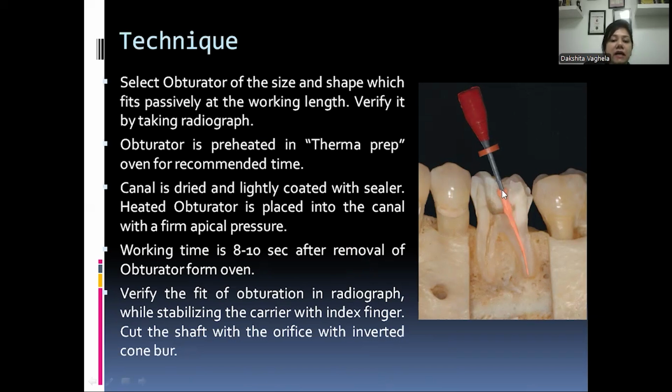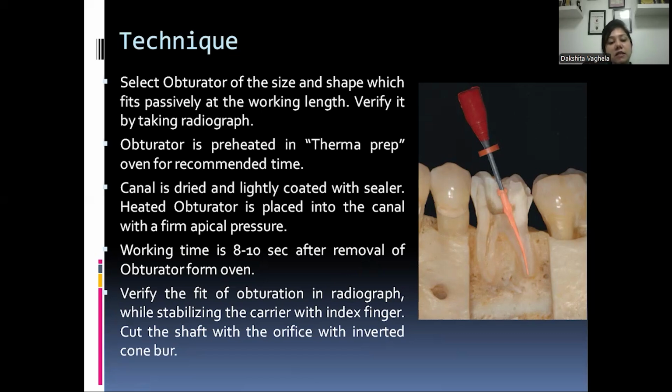Select an obturator of the size and shape which fits passively at the working length. Verify by taking radiographs. The obturator is preheated in the ThermaPrep oven for the recommended time. So you have a ThermaPrep oven which is outside. You heat your obturator there. It becomes tacky, then you can put it in the canal. The canal is dried and lightly coated with sealer.